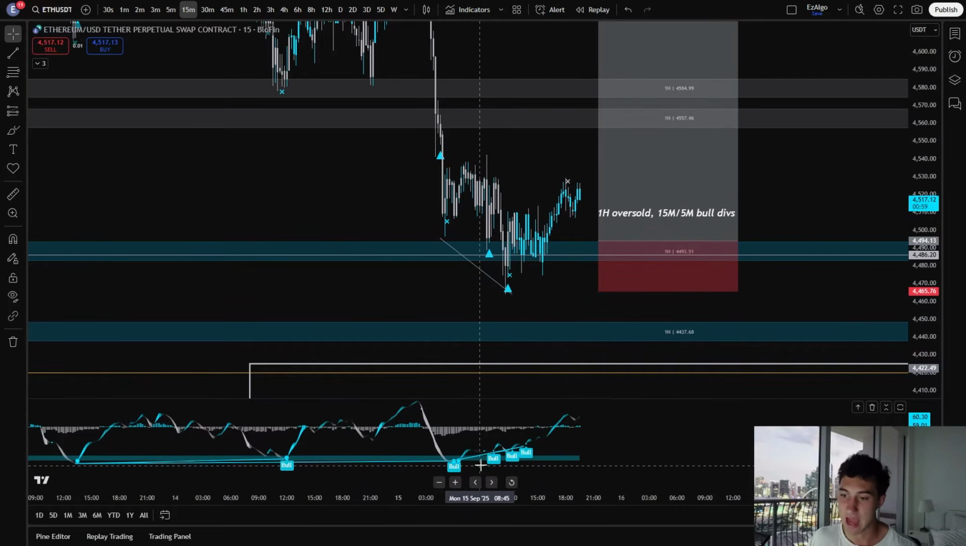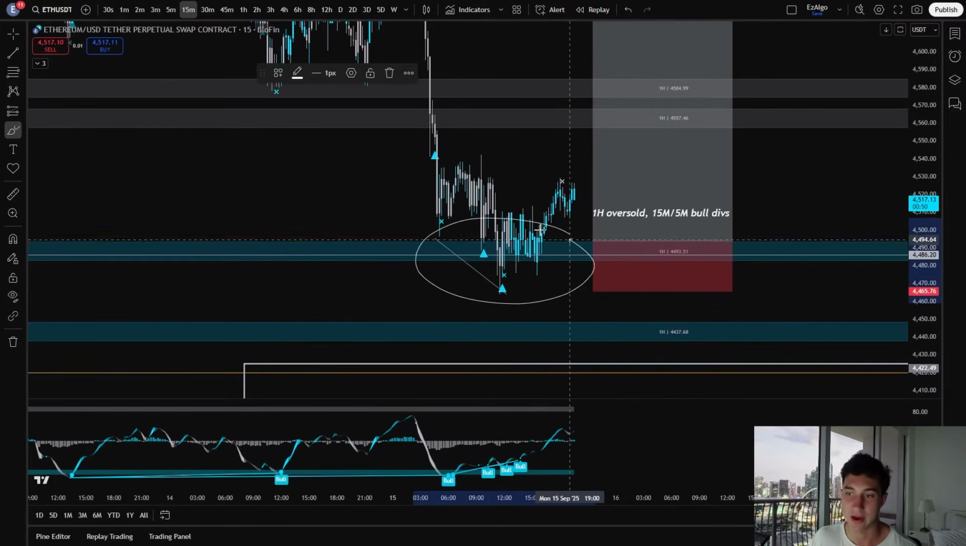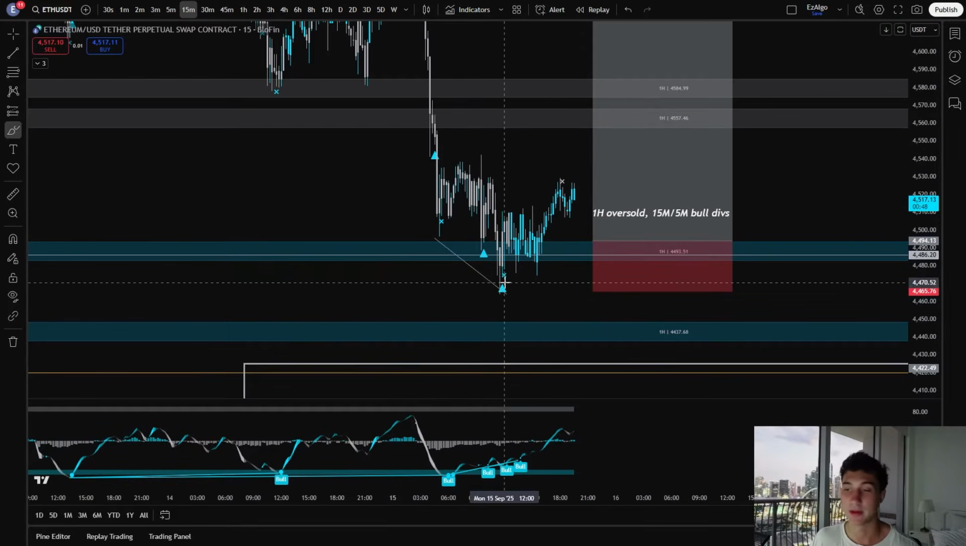For example, you can see how these bullish divergences are occurring in this oversold zone. This is a high probability divergence. Coupled with the fact that we are at a higher time frame key level, this is a high probability setup. And we're seeing some reversal signals on the algo as well.